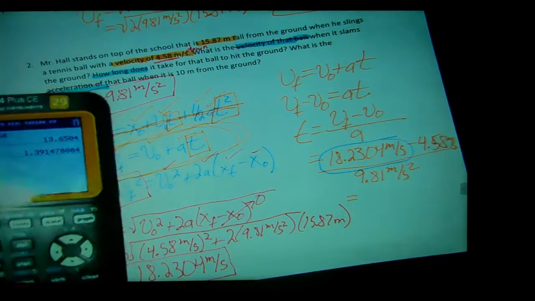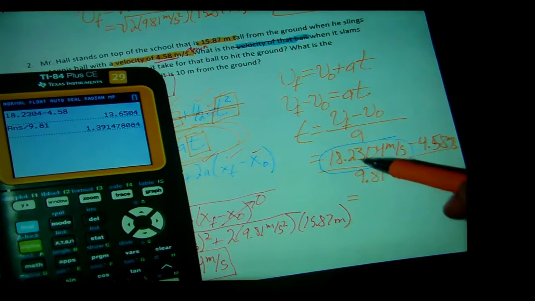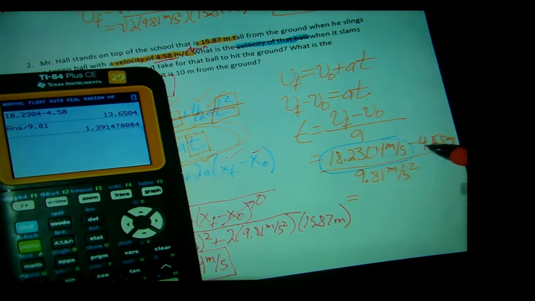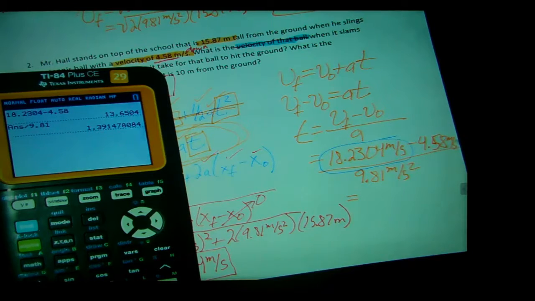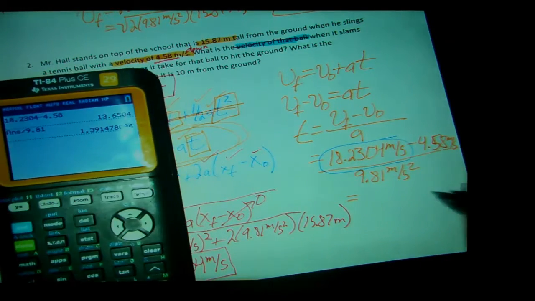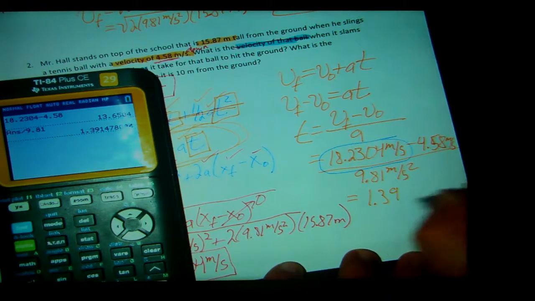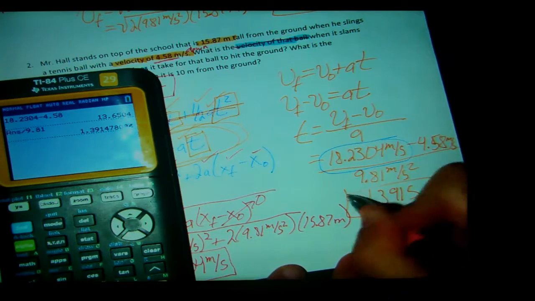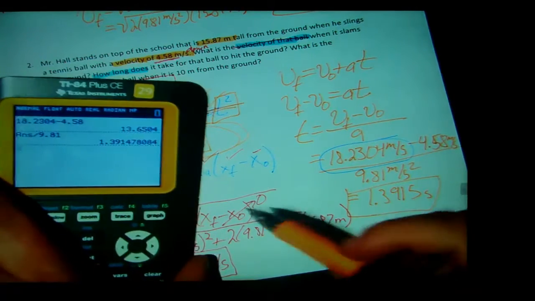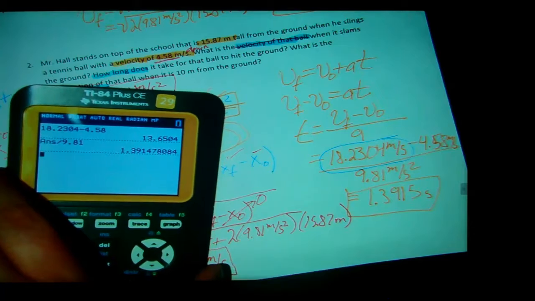And this is all I did in the calculator. Again, without that glare, I just took the 18.2304 minus the 4.58, and then once I got that, I divided by the 9.81 to give me 1.3915 seconds. And the whole reason I got that 5 is because of that 4. That 7 behind that 4 made it round up. Okay?